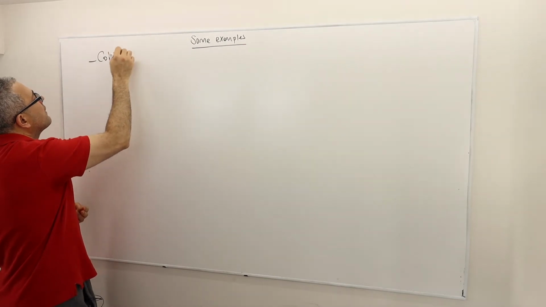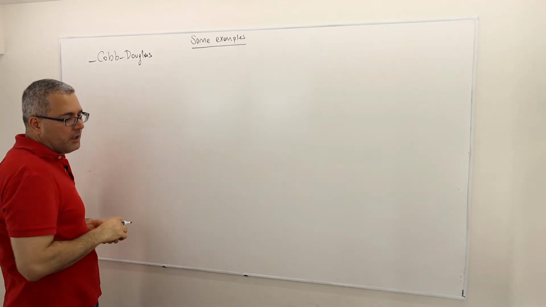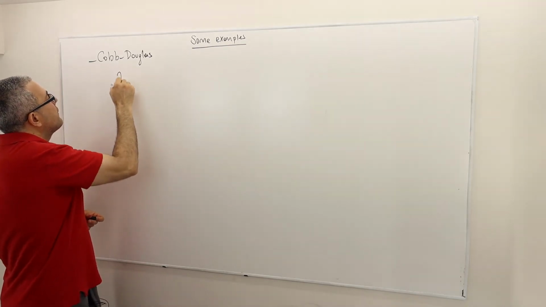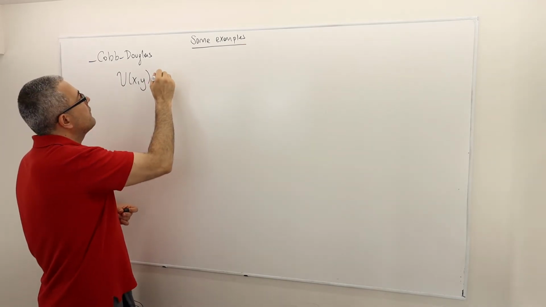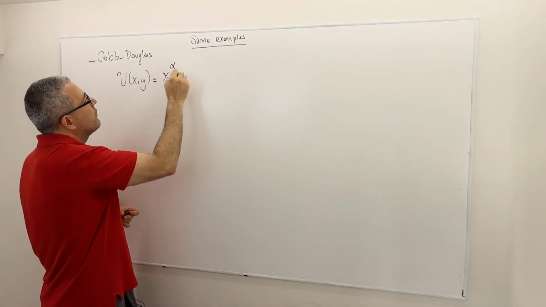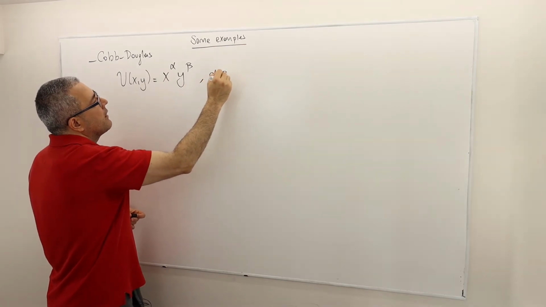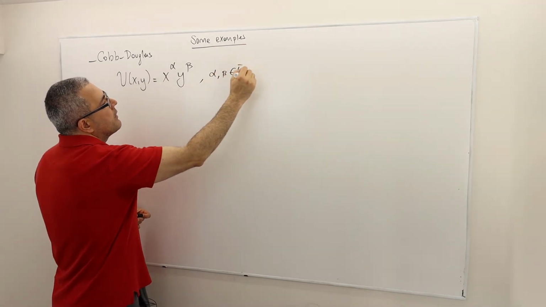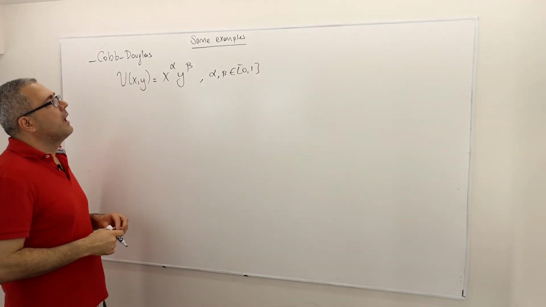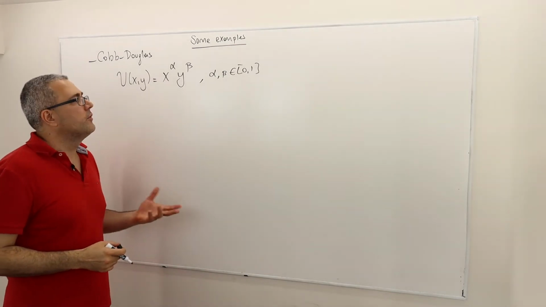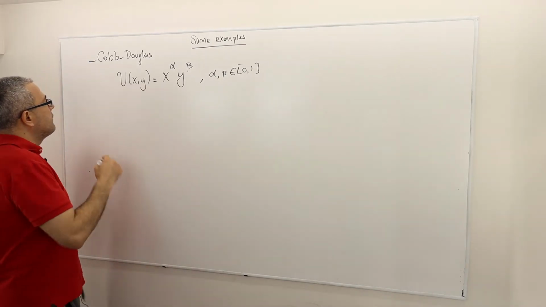It's the Cobb-Douglas utility function, and its functional form is something like this: x to the power alpha, y to the power beta, where alpha and beta are some number in between 0 and 1. Okay, usually alpha and beta sum up to 1.